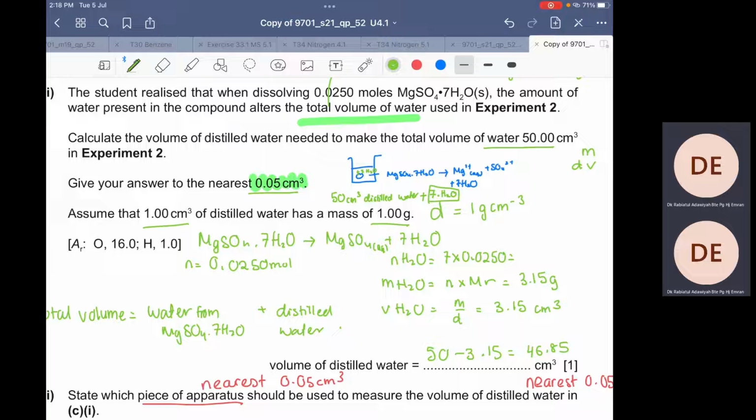And they also mentioned to give your answer to the nearest 0.05 centimeter cube. So that volume is to 2 decimal places. So I want you to think about that number and try to relate it to the next question.